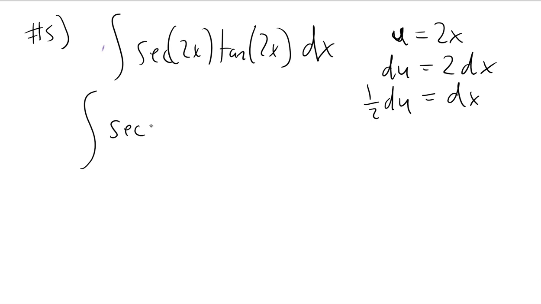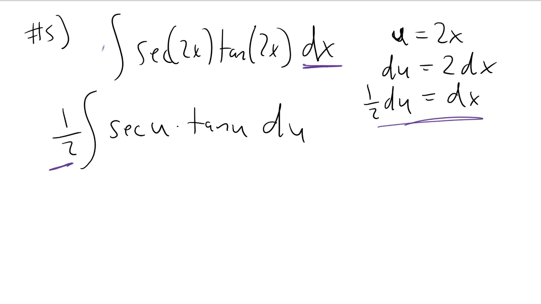And so now I think I have the pieces where I can rewrite this. This would be secant u times tangent u. And if I do a 1/2 du, that's equal to dx. 1/2 du is the same thing as dx. Now again, if you're not making a habit out of doing this last step, then you're trying to do some of the chain rule in your head, which is what we're trying to avoid. It's the whole purpose of u substitution.